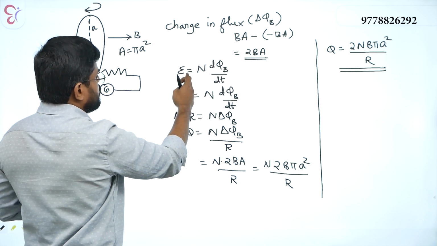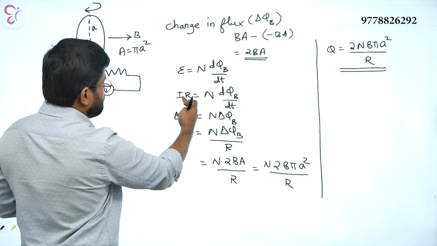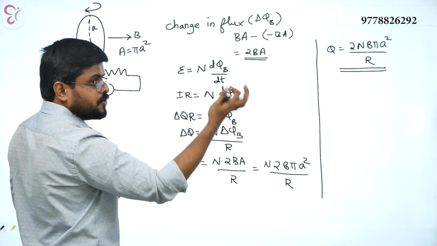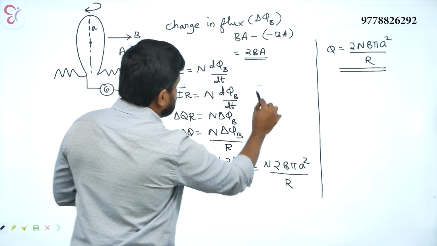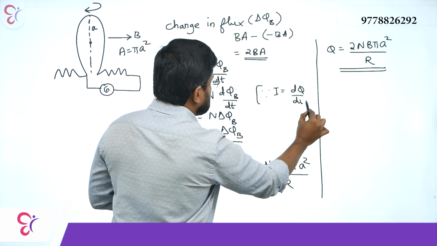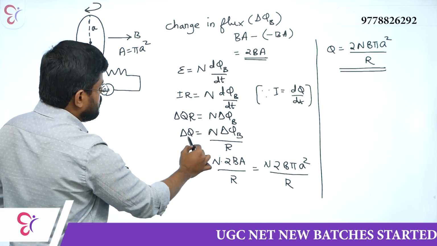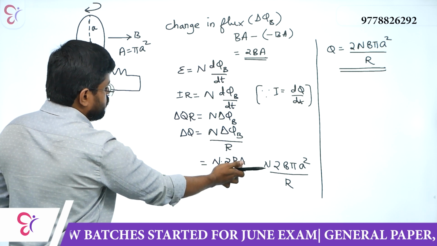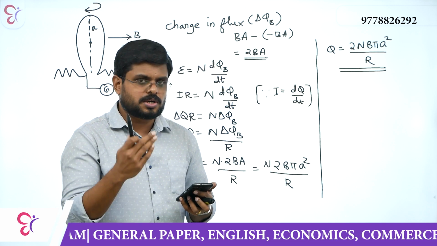Then induced EMF is equal to N into d phi B by dt. So induced EMF is given by IR. IR is equal to N into d phi B by dt. And if you assume that dt is equal to 1 for a unit time, then delta Q into R is equal to N into delta phi B, because I is equal to dq by dt, if you don't know, please write that. So delta Q is equal to this much. Then substitute for delta phi B, and then for the area, and you will get the value of Q. Is it clear?